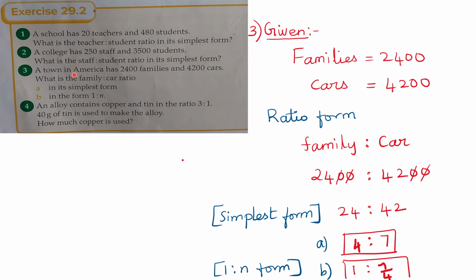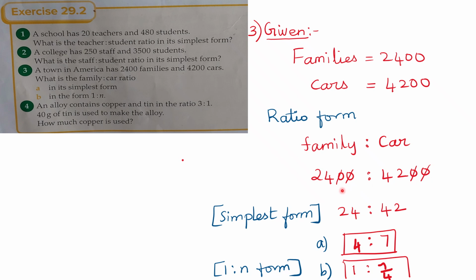Third sum: a town in America has 2,400 families and 4,200 cars. What is the family to car ratio? A: in its simplest form, B: in the form 1 is to n. What is given in the question: families equals 2,400, cars equals 4,200. We have to write it in ratio form, so family is to cars: 2,400 is to 4,200.